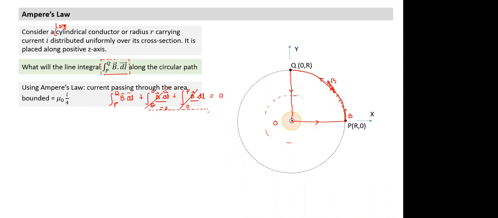Why would this evaluate to 0? Are you clear about this point? Why is it evaluating to 0? When a field is forming, if the current is coming, everywhere the field is like this. This field will form anti-clockwise loops. But now this term has to be equal to mu naught times current enclosed.